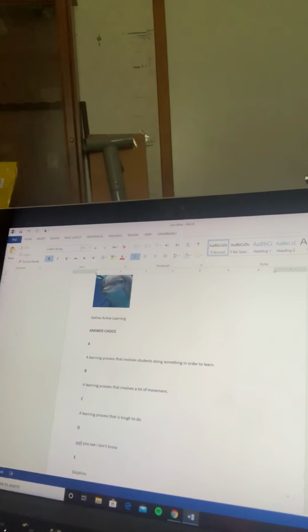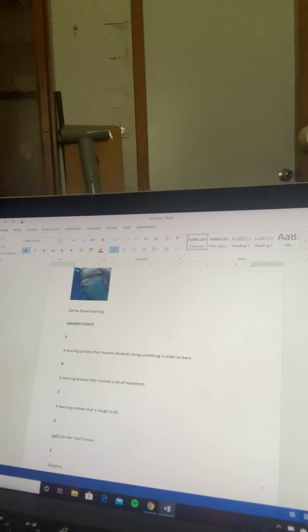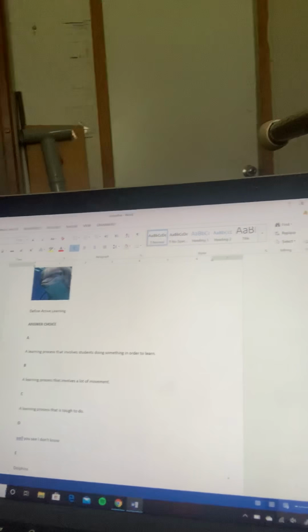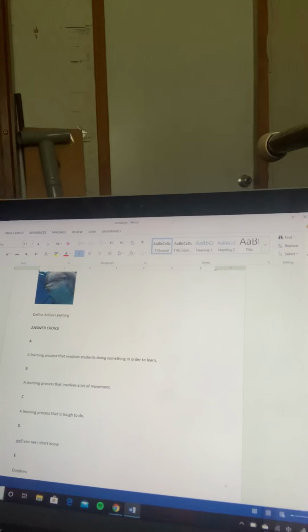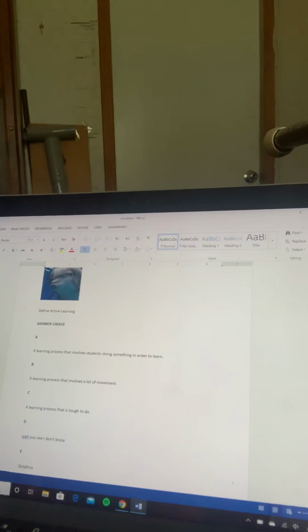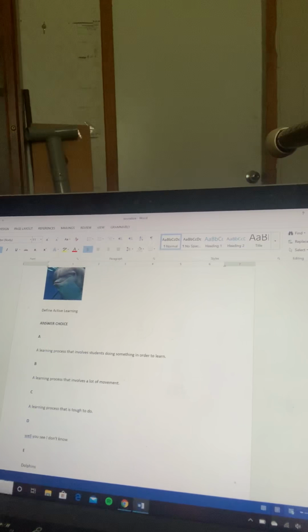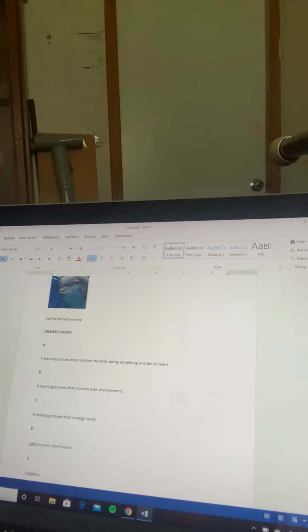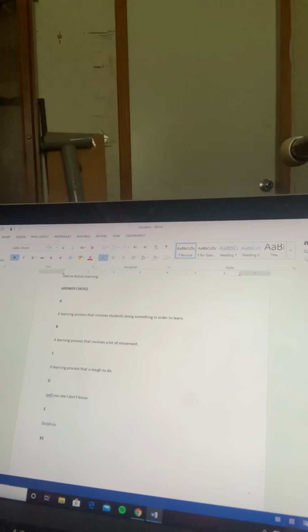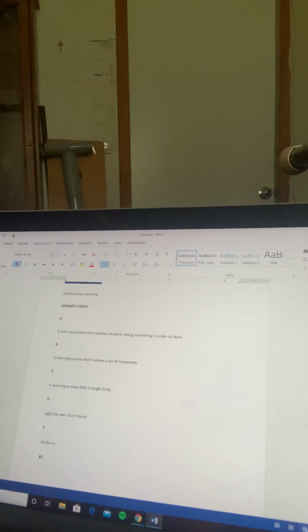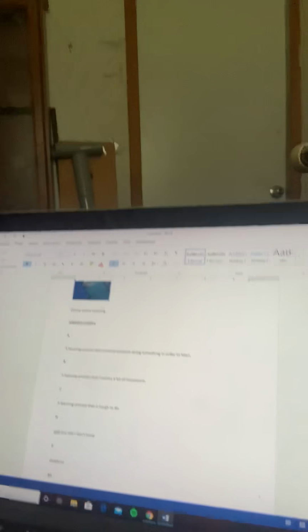Define active learning. Is it A, a learning process that involves students doing something in order to learn? B, a learning process that involves a lot of movement? C, a learning process that is tough to do? D, well, you see, I don't know. E, dolphins. It's obviously dolphins. Take a second and answer that.